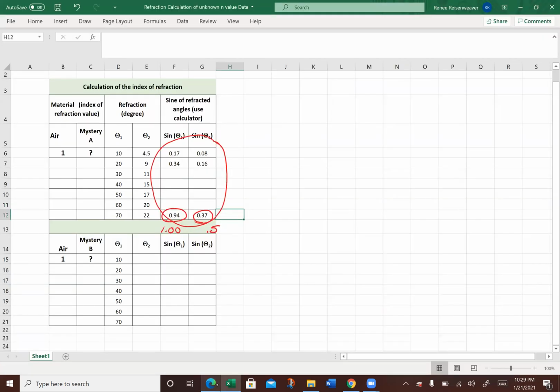My very last point, now you should have all the points in between. You'll be graded on plotting those correctly. Here I have 0.94 and 0.37.